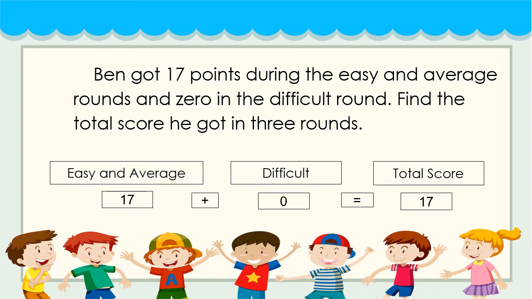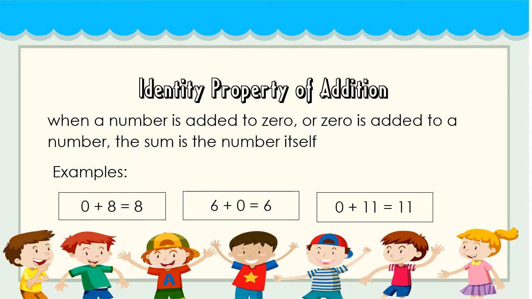Very good. The answer remains the same when added to 0. This property is what we call the identity property of addition. When a number is added to 0 or 0 is added to a number, the sum is the number itself. For example, 0 plus 8 is also 8. 6 plus 0 is equal to 6. 0 plus 11 is equal to 11.